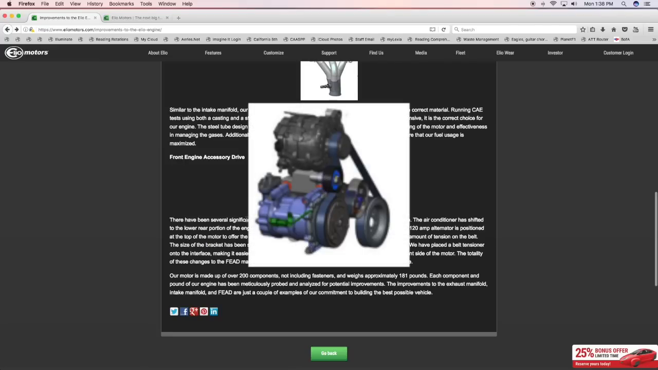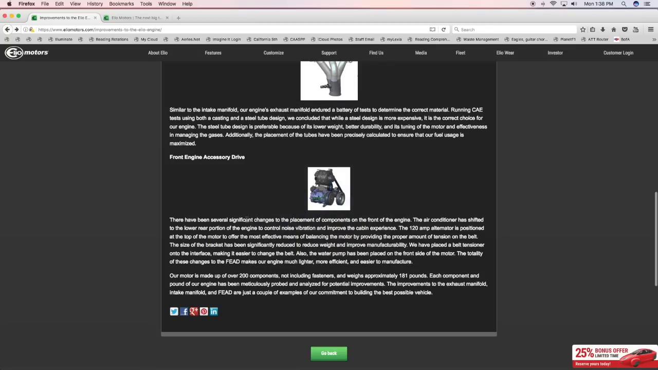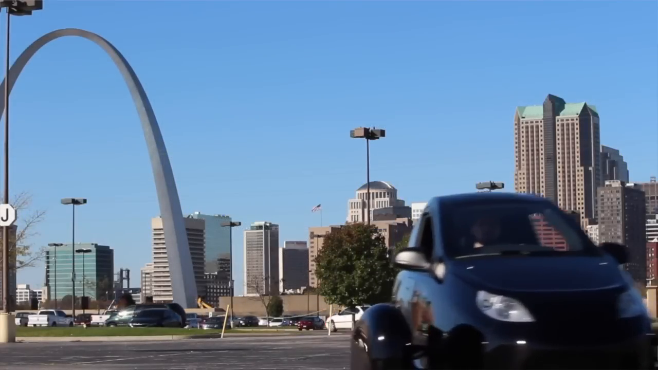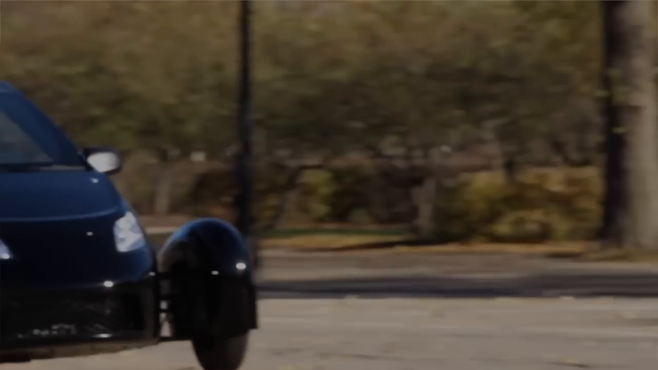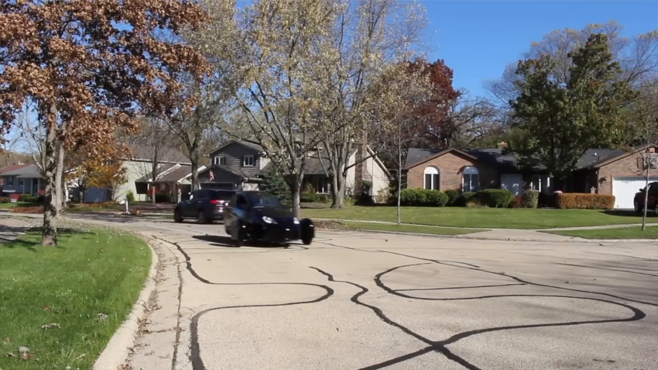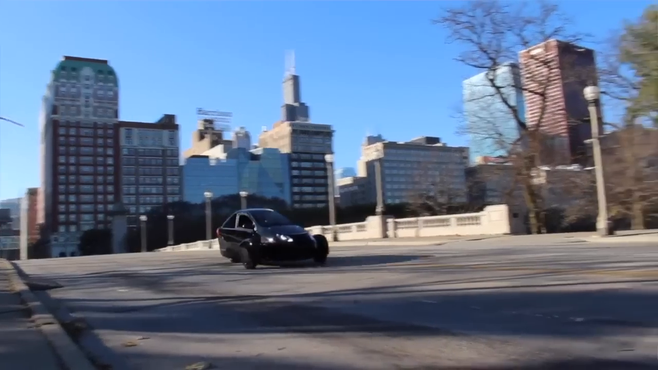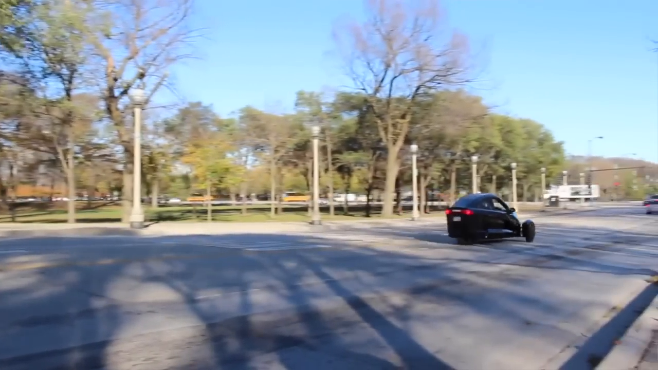There have been several significant changes to the placement of the components on the front engine. The air conditioner has shifted to the lower rear portion of the engine to control noise, vibration, and improve the cabin experience. The 120-amp alternator is positioned at the top of the motor to offer the most effective means of balancing the motor and providing the proper amount of tension on the belt. The size of the bracket has been significantly reduced to reduce weight and improve manufacturability. We have placed the belt tensioner onto the interface, making it easier to change the belt.